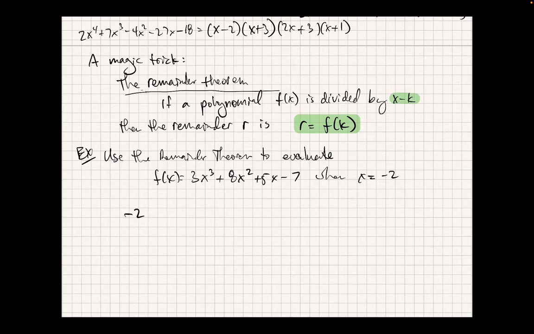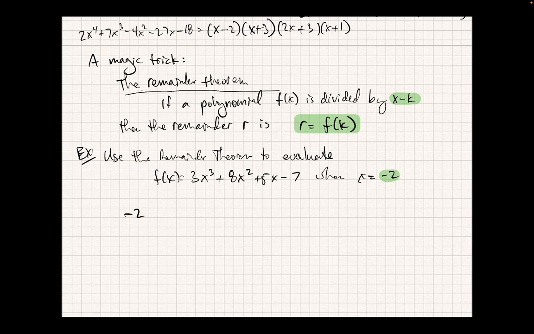Notice that this is divided by x minus k. So my k is whatever x is. If that makes sense. So what are my coefficients? Cormac?